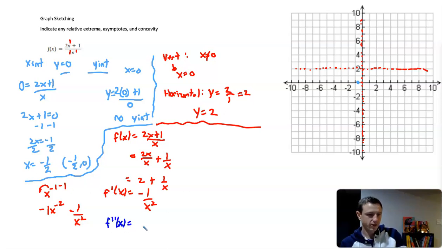Let's go ahead and knock out the second derivative. So working from here, second derivative is going to be negative 2 times negative 1, which is a positive 2, x, and then we subtract 1. Negative 2 minus 1 is a negative 3. So positive 2 over x to the third for our second derivative.